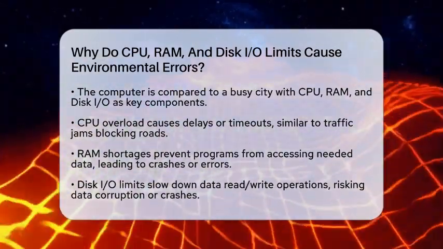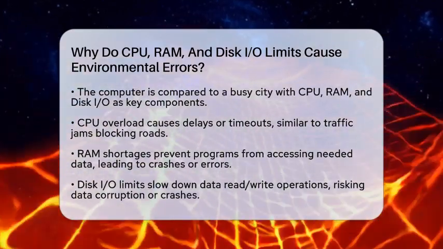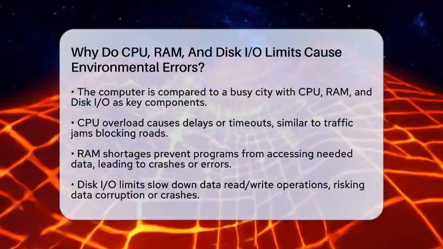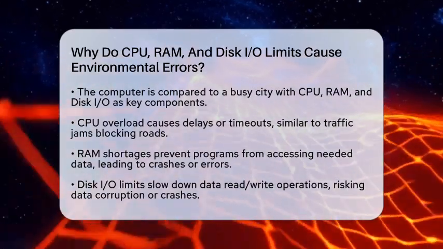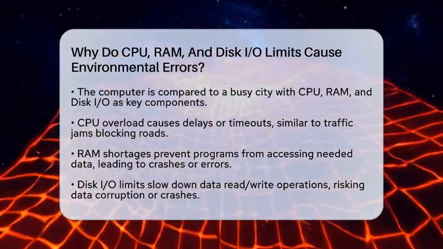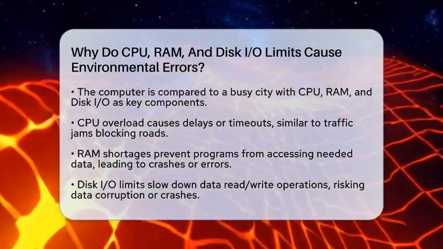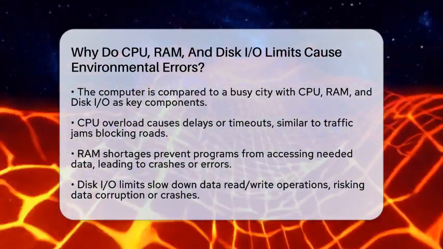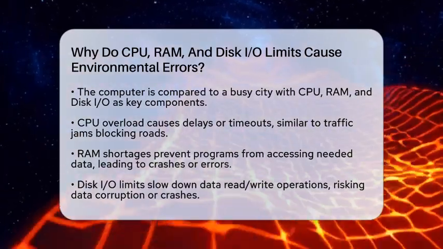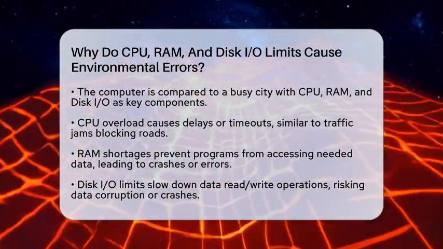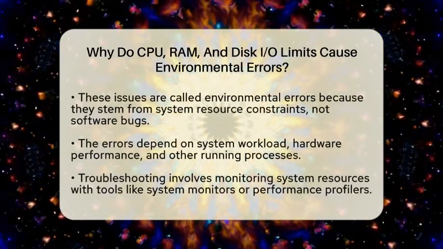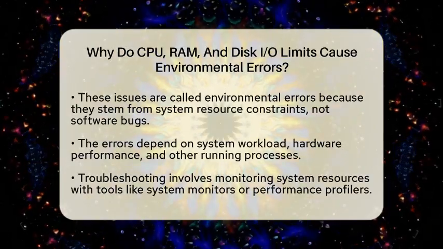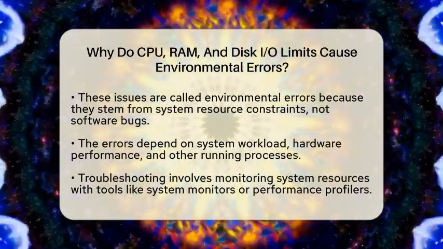If the CPU is overloaded, it can't process tasks fast enough, leading to delays or even timeouts. That's like traffic jams blocking the roads, causing cars to get stuck. When the RAM runs out of space, the system can't hold all the data needed for programs to run smoothly. This can cause crashes or errors because the software tries to access memory that isn't available. It's like trying to park in a full parking lot. There's nowhere to put your car.